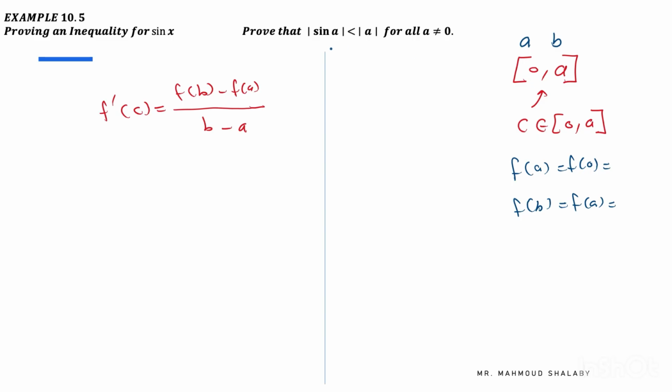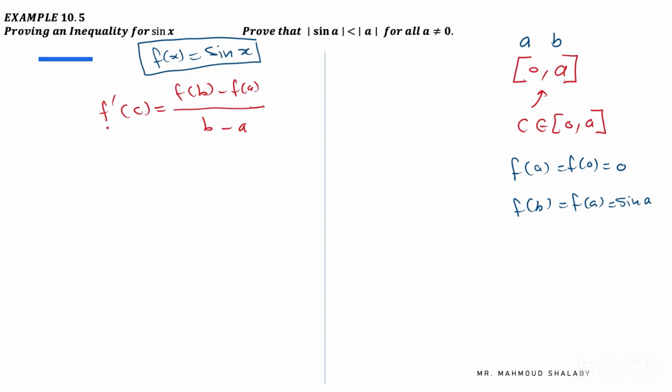So f of B equals f of A, and f of A equals f of 0. I will go to the original function, which we will assume is f of X equals sine X, the original function that we start with. When substituting sine 0, the answer is 0. When substituting sine A, we will leave it as sine A. Now I will use these two pieces of information to substitute here.